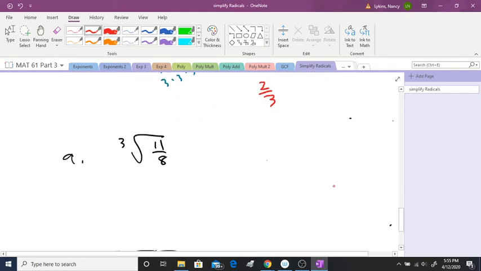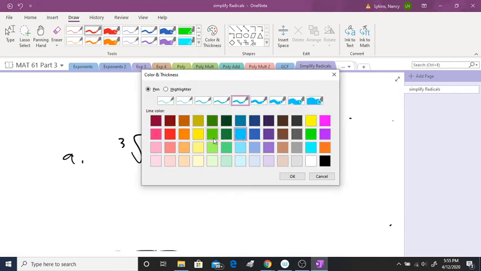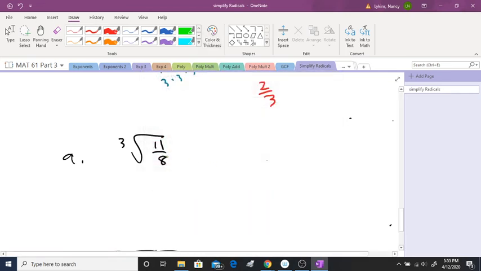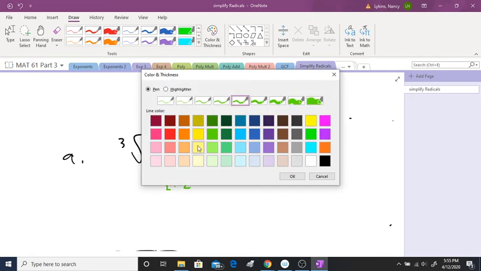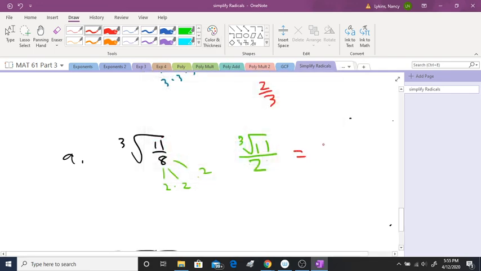Now this one right here is another one that we can look at. And I cannot do anything with that 11, so I'm going to hold on to that. But let's take a look at that 8. That 8, 2 times 2 times 2. That means I can bring the 2 out of the radical symbol, but I still have that on top. You can also write this as 1/2 like this.